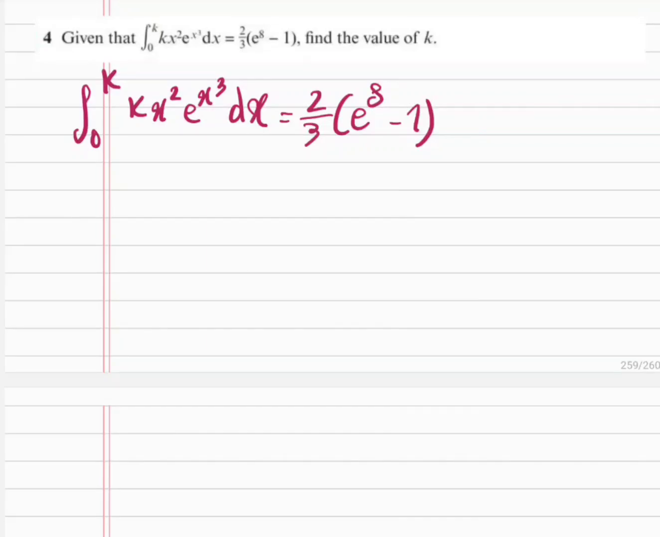Hi everyone, this video is on exercise 11D question 4. So we are given this equation and we want to find the value of k. First of all, we need to integrate the left hand side, and by solving the equation we can find the value of k. So we have this integral, which is kx squared e to the power x cubed dx.